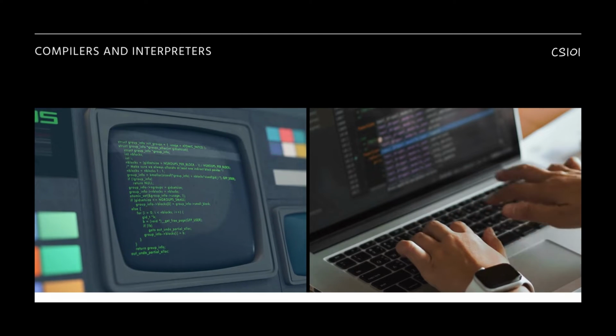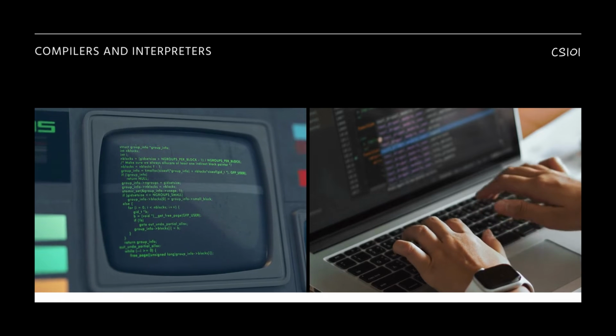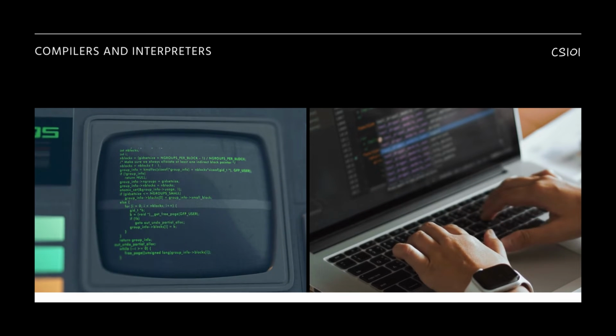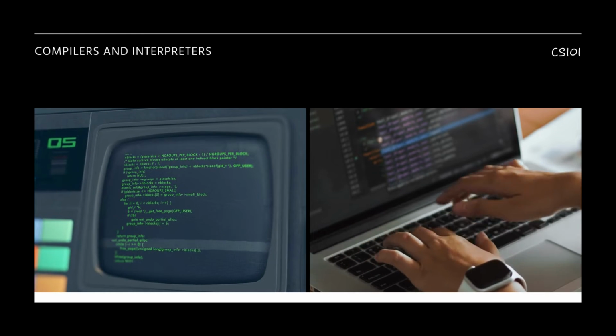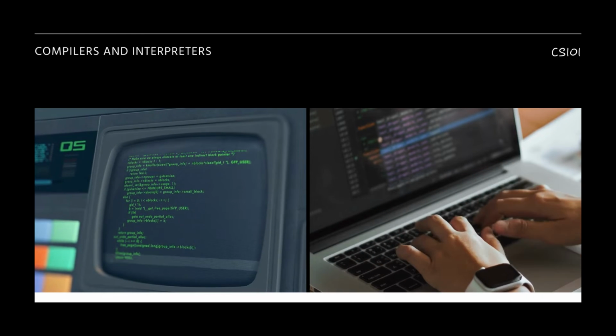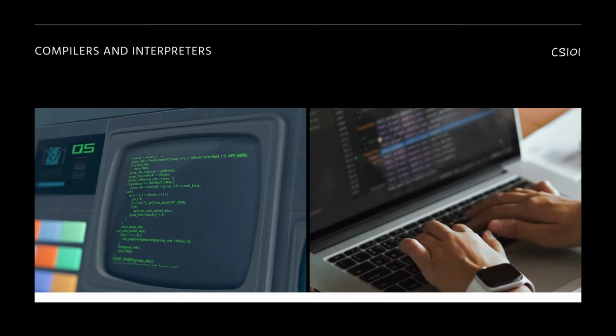High-level languages can be translated using a compiler or an interpreter. A compiler will create a single, executable file that can then be run without the original source code. An interpreter will run the source code one line at a time and doesn't create an executable file. The interpreter is needed every time you run the code.